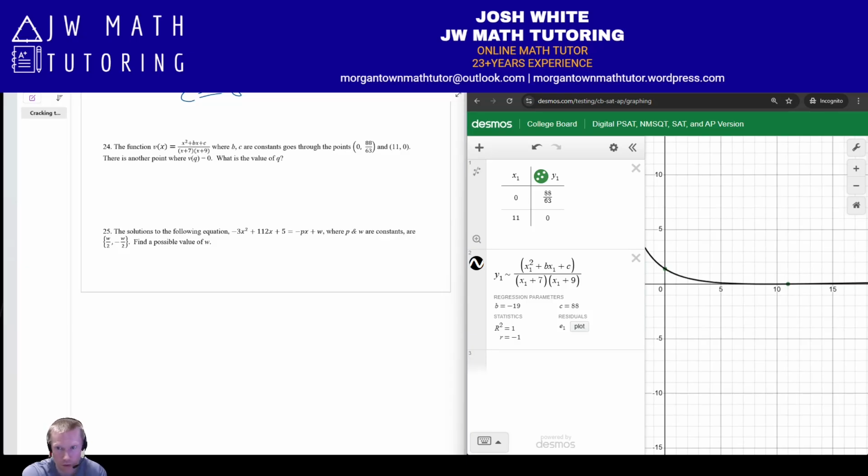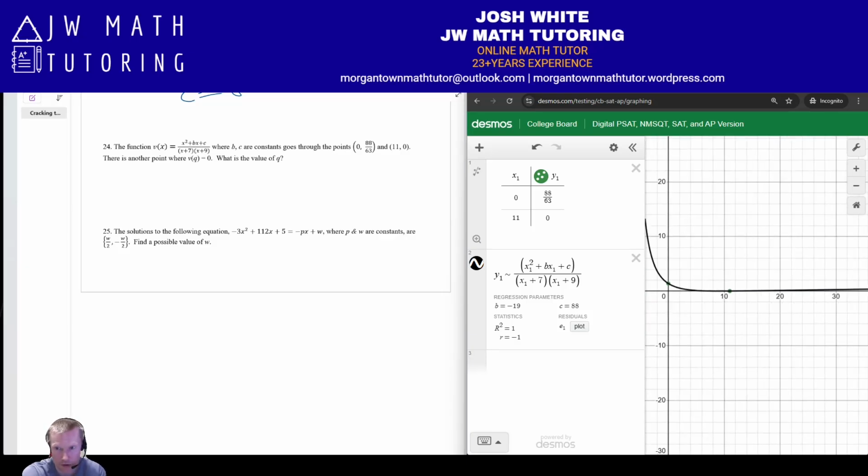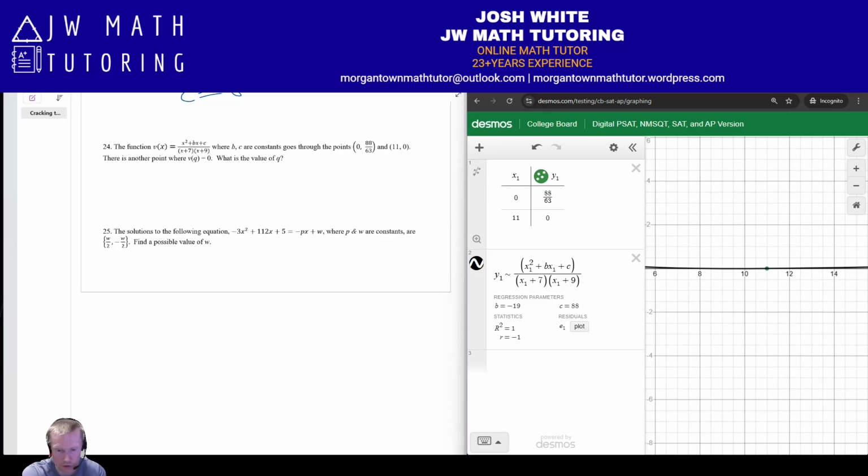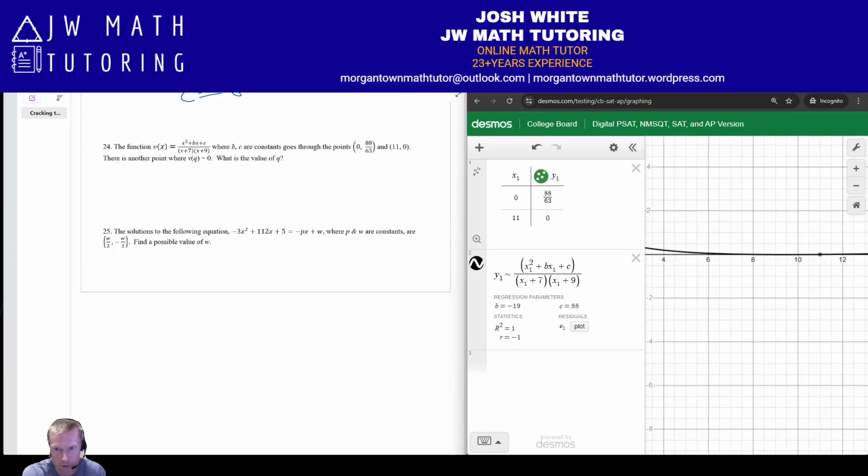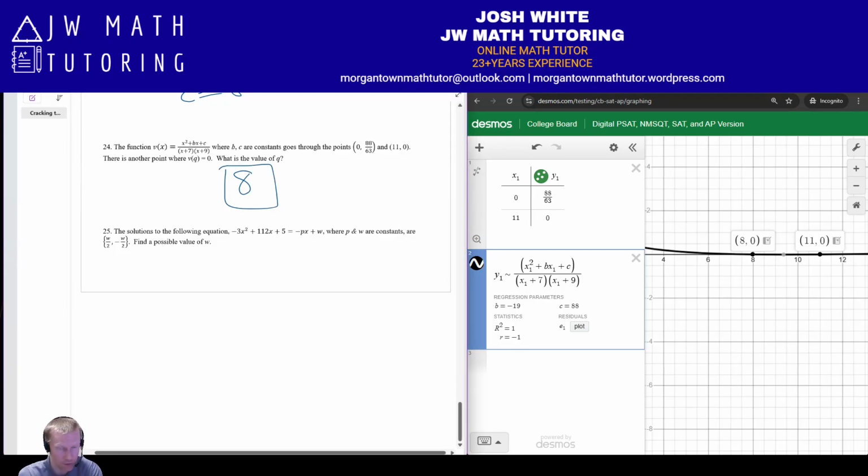So what's the value of q? Where is the other point where this is equal to 0? It's a little tricky to see possibly on the graph here. You have to kind of click around on it. But this point is given right here, 11, 0. What's the other point that has a y value of 0, i.e. v of q equals 0? Well, it's right here. It's 8, 0. So the correct answer for this is just going to be 8 for your value of q.